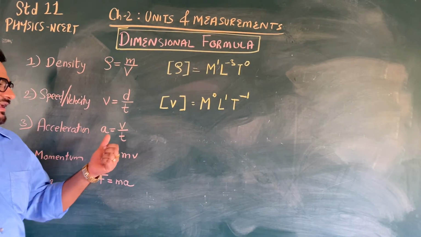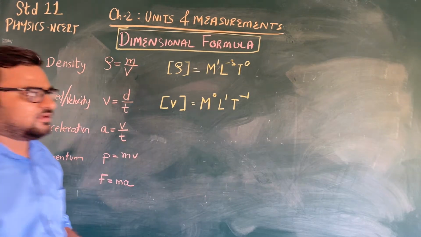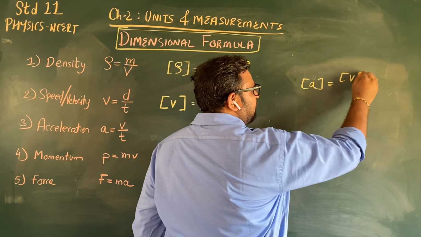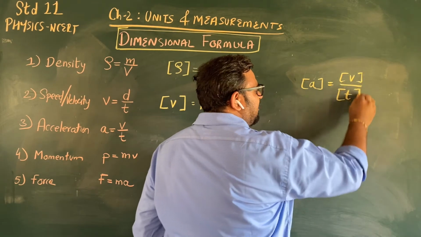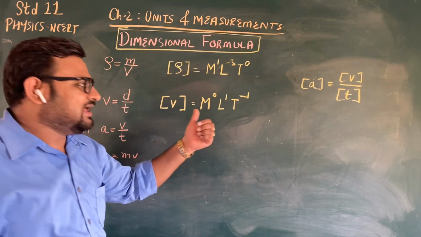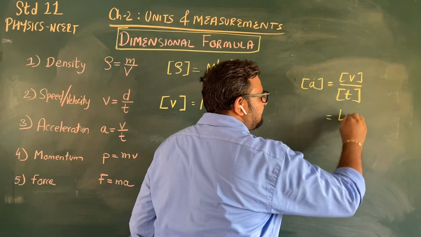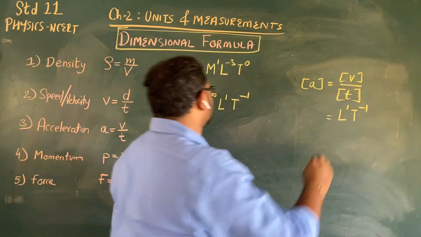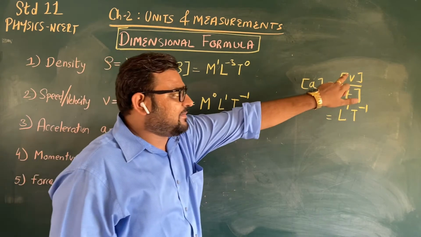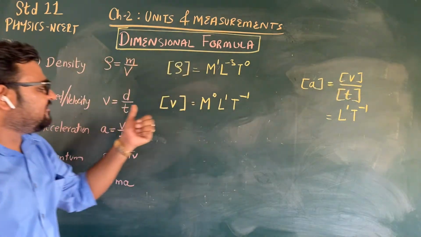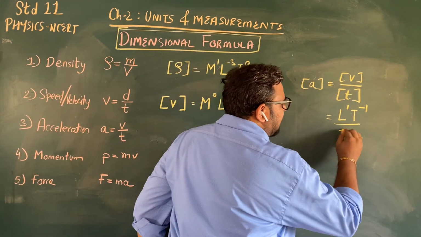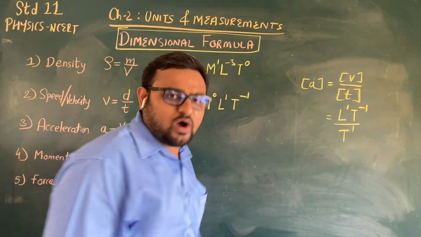Acceleration a, that is equal to velocity by time. So dimensional formula for acceleration, dimensional formula for velocity upon dimensional formula for time. What is the dimensional formula for velocity? L1 T minus 1, as M raised to 0 I'm not considering here. Okay, if you forgot the dimensional formula of velocity, then derive it using this d by t equation. Upon, for time, it's T1.